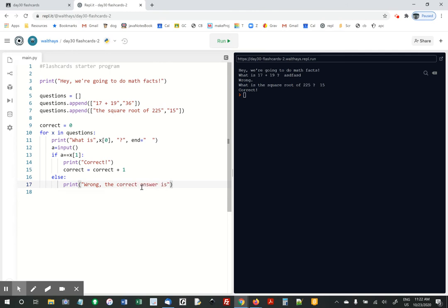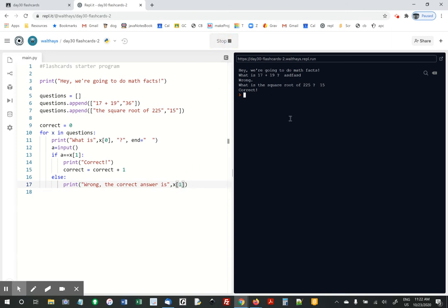Wrong, the correct answer is, and remember, the correct answer is the second thing in each of these lists. What happens is when Python comes in here, it says for x in questions. One of the x's would be like this whole thing, and x[0] is the question part, and x[1] is the answer part. So if I wanted to tell the user what the correct answer was, I say wrong, the correct answer is, and then I say x square bracket 1.